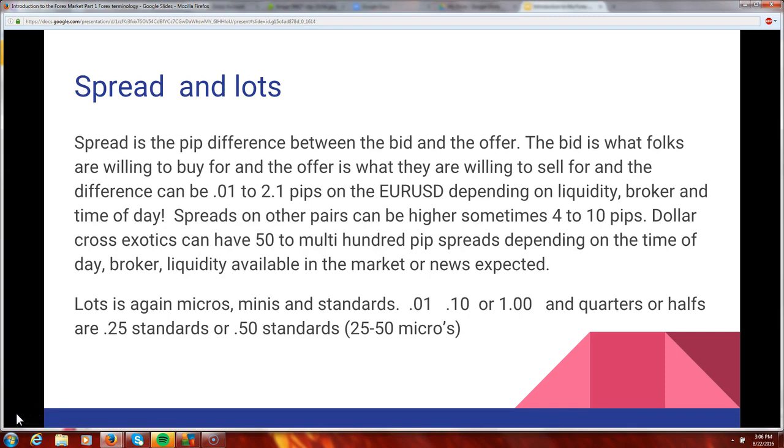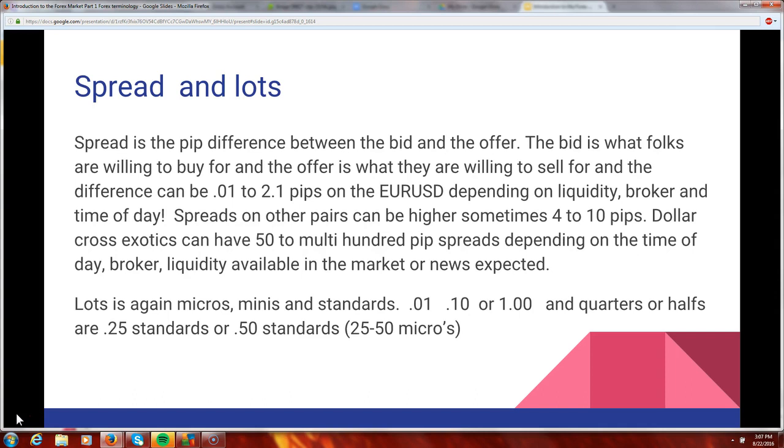Sorry about that. It can go all the way up to maybe 2.1 pips on the euro dollar, depending on your liquidity, depending upon your broker, of course, and depending on the time of day. Spreads on other pairs can be higher, sometimes 4 to 10 pips, and you'll usually find things like Pound Canada and Pound New Zealand tend to be that way. The dollar cross exotics can have 50 pips to multi-hundred pip spreads, depending on the time of day, the broker, the liquidity available in the market, or news.